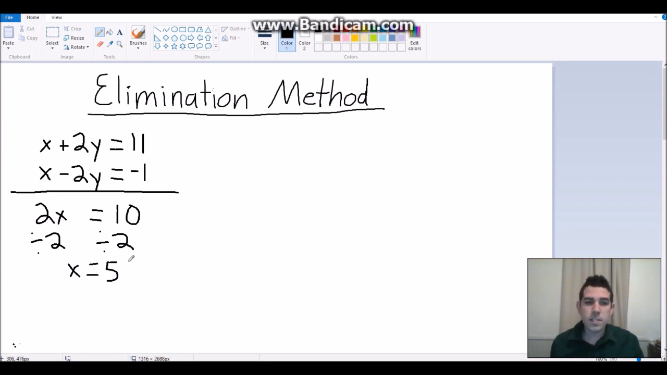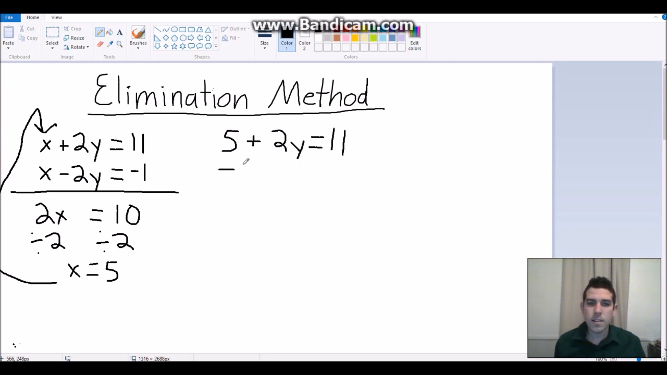All right, are we done? Of course not. Just like last time, we have to take this and put it back into our equation. If x is equal to 5, let's put it back in. Does it matter which equation I plug the 5 into? It does not.